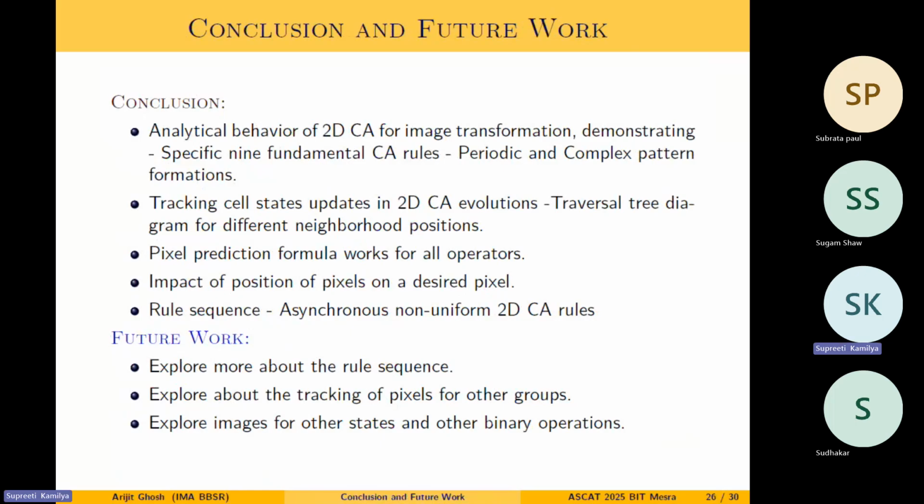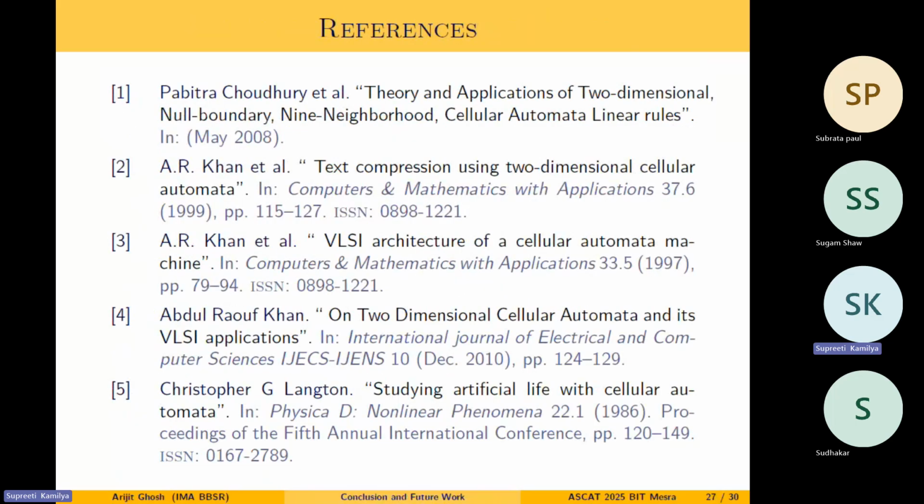So, the conclusion. What are the things we have done, I have already told. What we have not done, we have kept as future work, due to some limitations. We have not yet tracked other groups. We have done only group 2. For group 3 and group 4 we will do subsequently. We will explore more about the properties of the rule sequence, and we will also explore images using different states and other binary operations too. So these are the references.